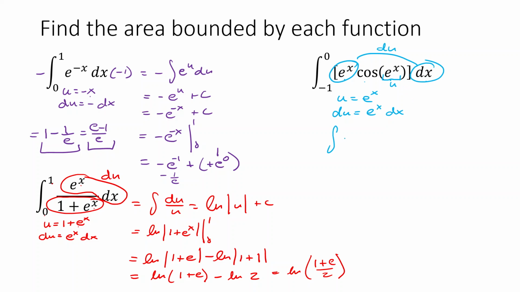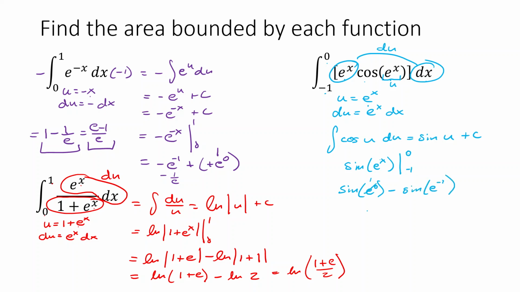So we get the integral of cosine of u du. All right, the integral of cosine is sine of u, technically, plus c. And let's see, we can plug back in our u was e to the x. So we're getting sine of e to the x. Now we're back to x's. So now we remember our bounds are going from -1 to 0. So if we plug in 0, we get sine of e to the 0. Minus plugging in -1, we've got sine of e to the -1.